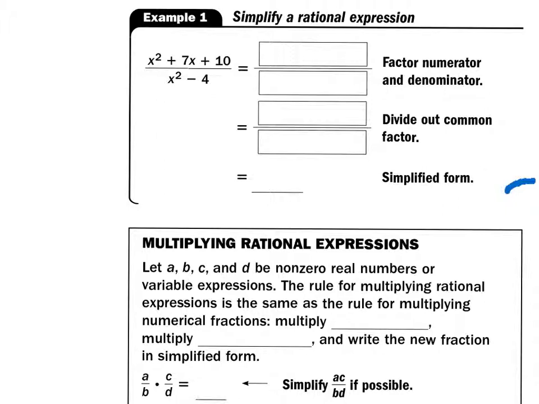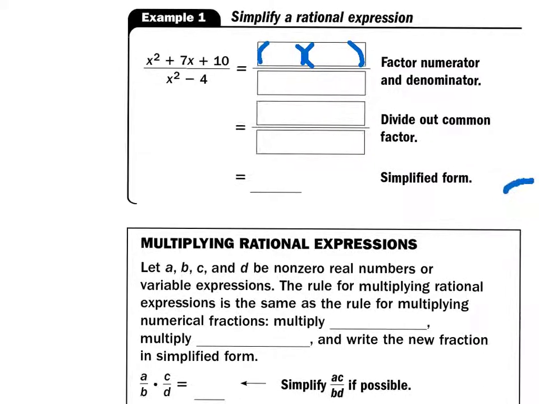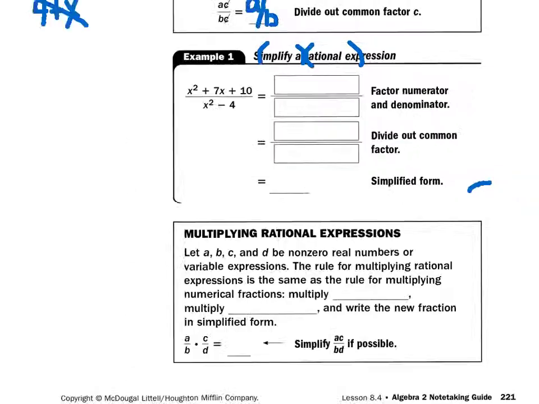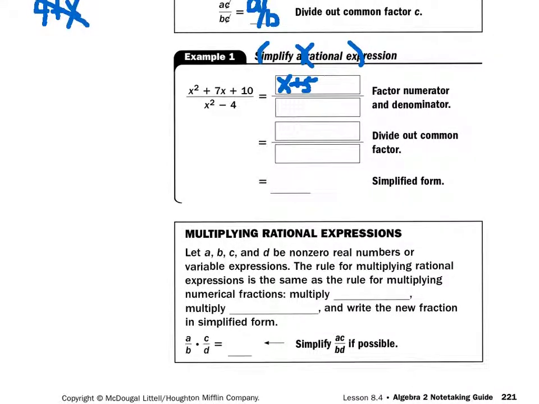Go back to your rules for factoring quadratics and put those in our two parentheses. So that is x plus 5, x plus 2.